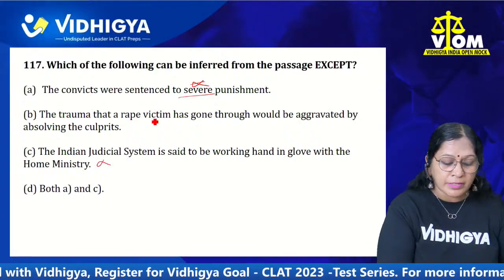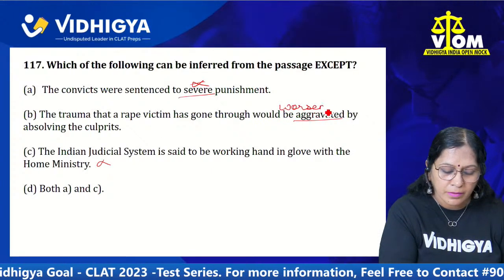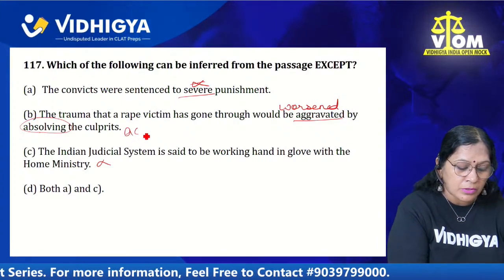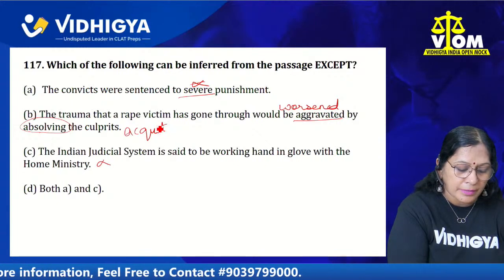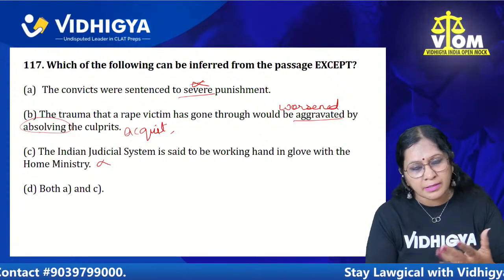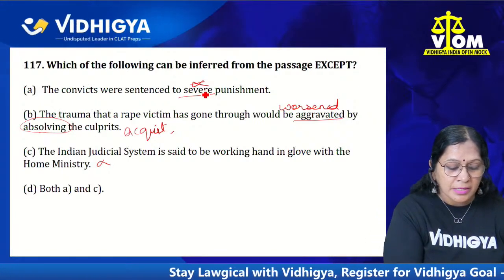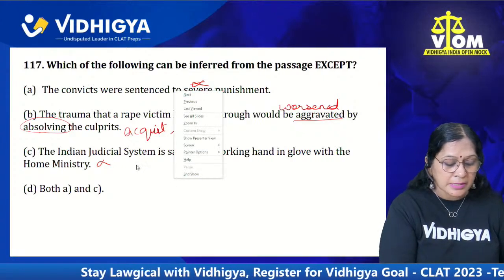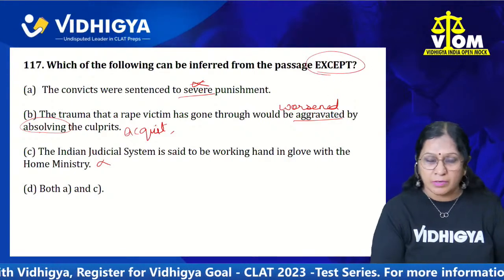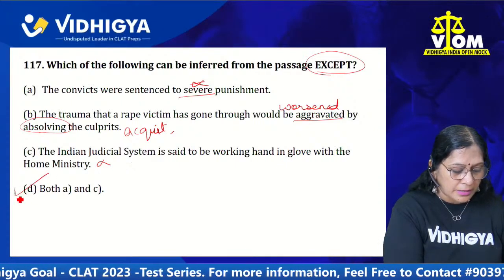And the trauma that a rape victim has gone through would be aggravated. Aggravated means worsened. Worsened by absolving. Absolving means to acquit. We had the word acquit, no? Acquit or acquittal. That means to let them people, those who have been charged or condemned, go free without any punishment. Right? So A sentence cannot be inferred. C sentence cannot be inferred. And what we need is can be inferred except means cannot be inferred. So A and C both not inferred makes D as the answer.